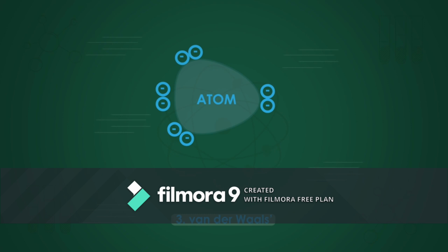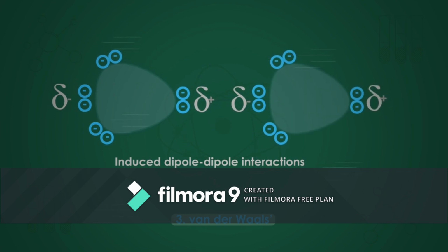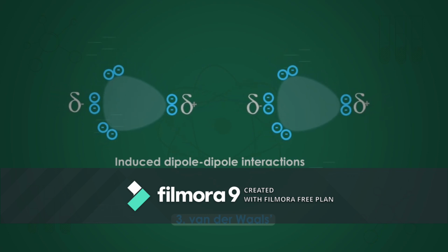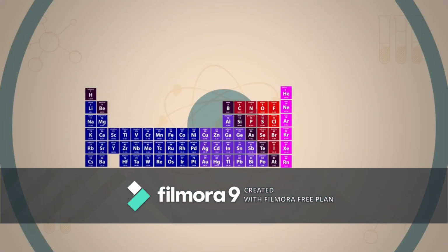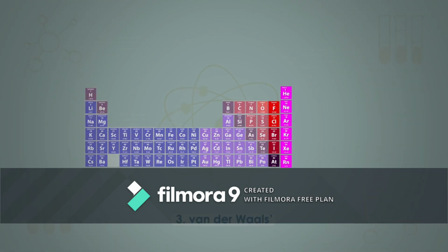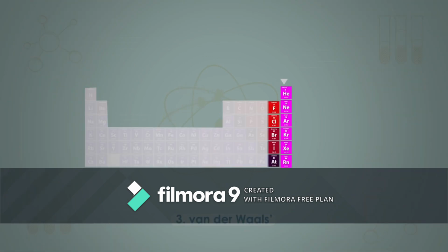I need you to imagine the movement of electrons in the shells. If we could freeze the action at any moment in time, there would be an instantaneous dipole at that particular moment. These induced dipole-dipole interactions, called van der Waals forces, occur in all molecules, whether polar or not. But they are the only intermolecular forces between nonpolar molecules such as the halogens and the noble gases.